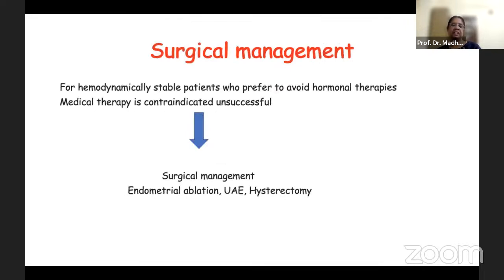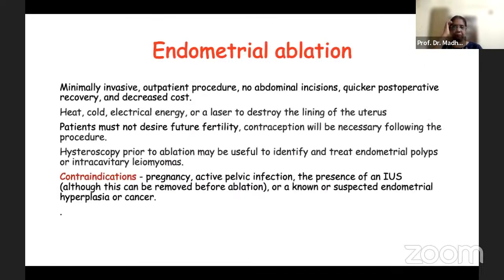The last method of treatment will be surgical, and this is for hemodynamically stable patients. Sometimes it can be used as a first line, as some patients do not want to go through the whole rigmarole of all the other treatments. They opt for surgical, but it's very few nowadays. Sometimes medical therapy is contraindicated or unsuccessful. Then we go ahead with surgical management like endometrial ablation, uterine artery embolization, or hysterectomy.